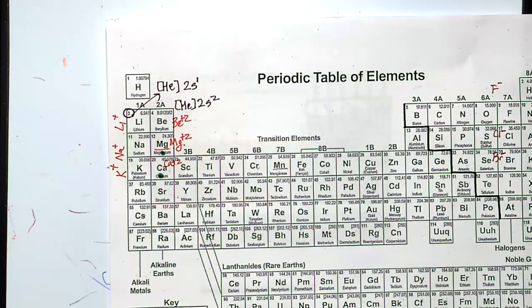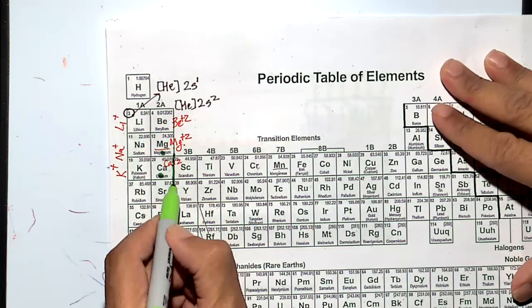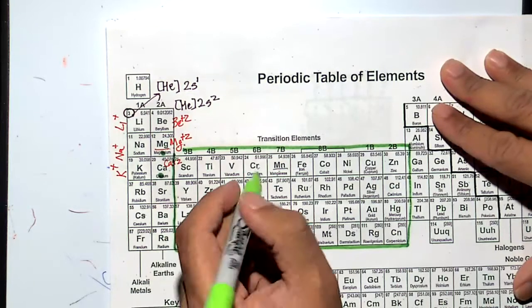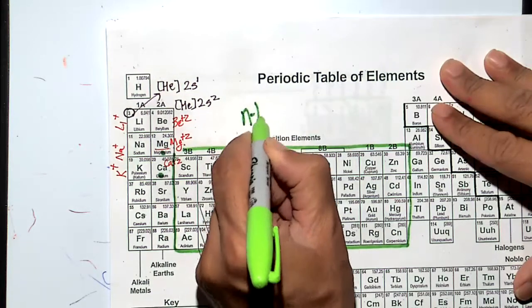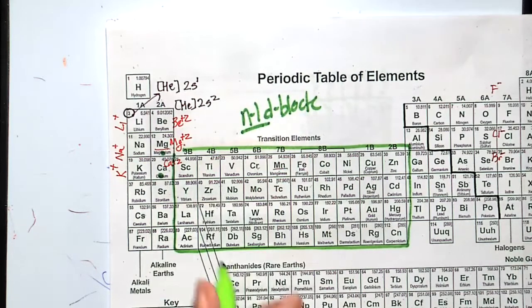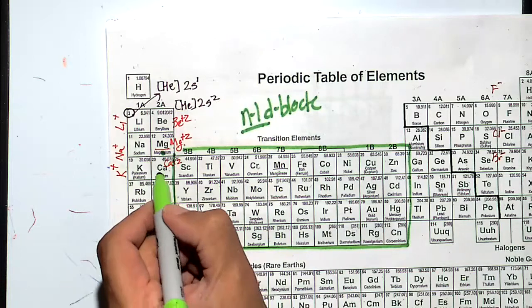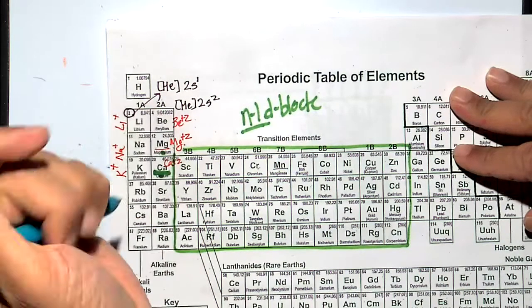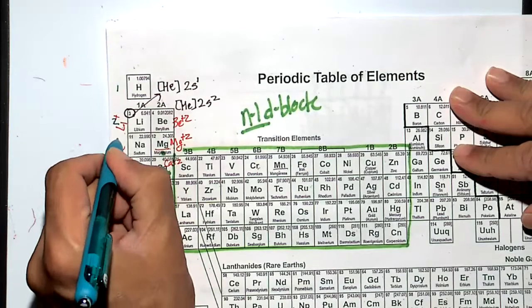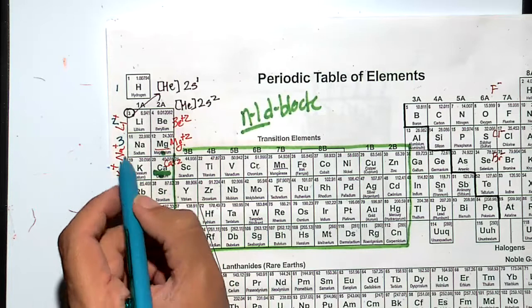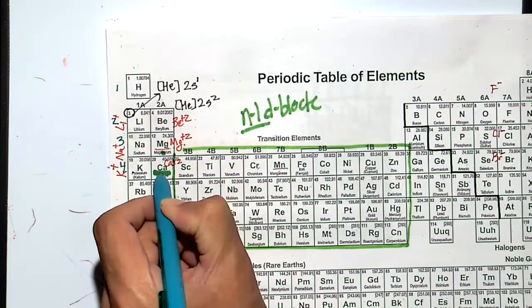Also, I'm going to throw a wrench in here. Not only is this called the D block, I apologize for this, but that's chemistry for you. This is not only called the D block, but this is also known as the n-1 d block. Okay, n-1 d block. Which means, let's look at calcium for a second. Calcium is in, what period is it in here? Row 1, row 2, row 3, row 4. Calcium is in period 4, row 4. And that's going to be 4s1, 4s2.